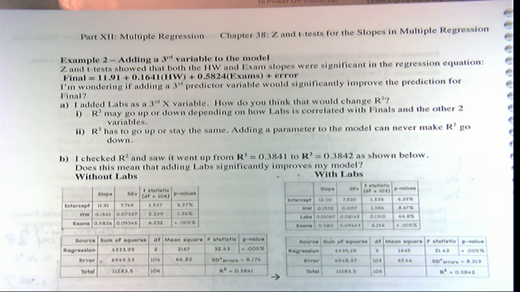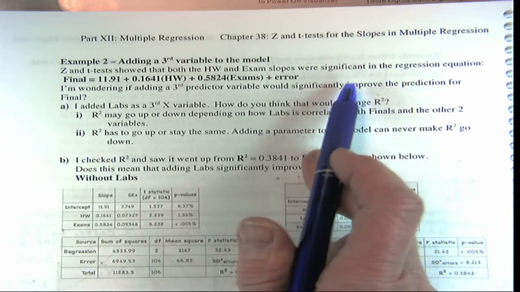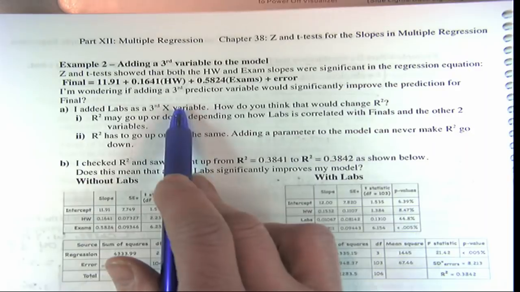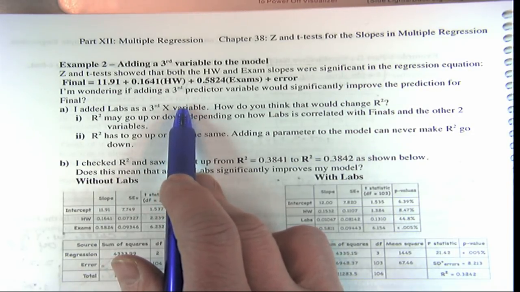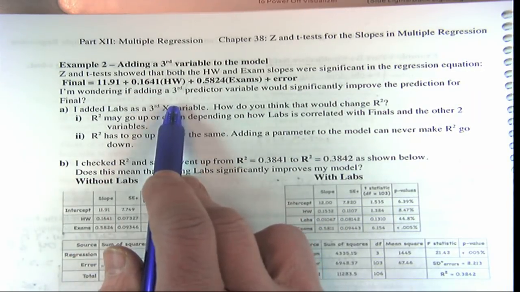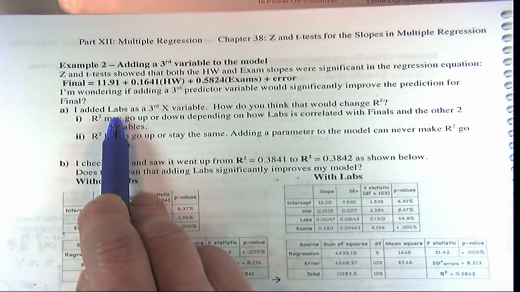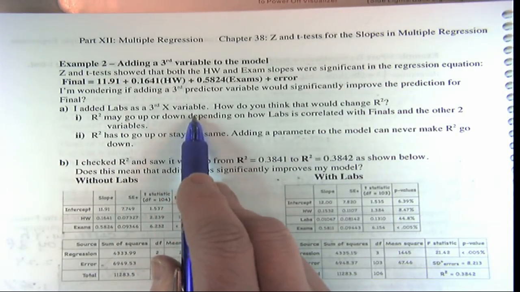All right, so let's go to the document camera, and we left off here on page 178, and we were looking at building this model to predict how well people do on finals given their exams and their homework. And we found that both the homework and the exam slopes were significant in the regression equation predicting the final. All right, so now we're wondering if adding a third predictor variable, a third x, would significantly improve our model. This is from data from a while ago where we used to have computer labs. So I add labs as a third x variable.